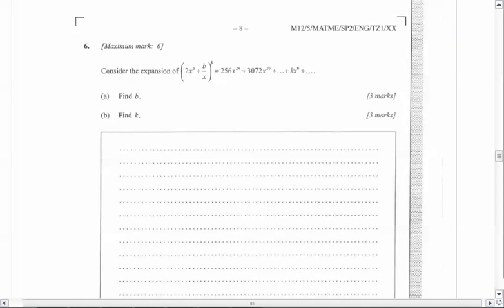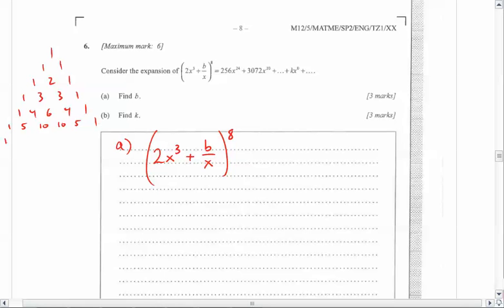Ooh, binomial theorem. So in order to expand (2x cubed plus b over x) to the power of 8, I can use my Pascal's triangle. Woohoo! I just need the row that has an 8 in it. So 1, 8, 28, 56, 70. You can also do this using combinatorics, but usually they're not going to ask you to go up to much more than 10, so it doesn't take too long to make this.